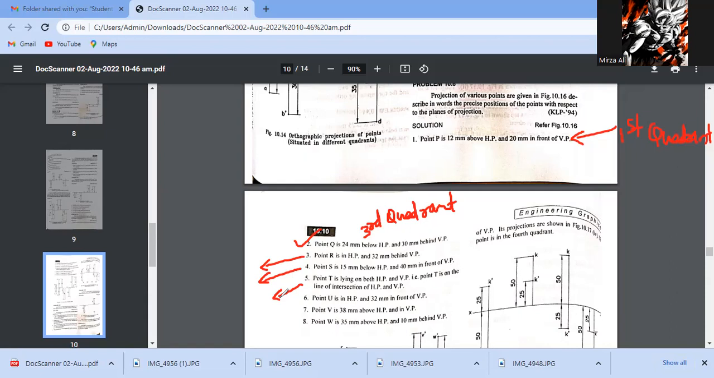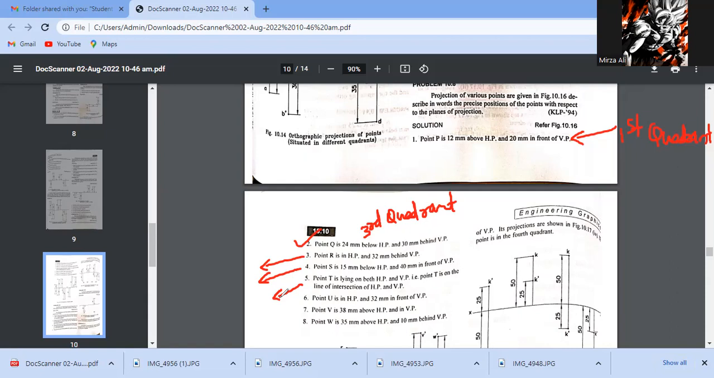Okay, question number six. Sir, it's either in first quadrant or fourth quadrant. Yeah, correct. Because here the point U is in HP and 32 mm in front of VP. That means the point U is in first quadrant or fourth quadrant. Okay. Then number seven. Sir, point V is either on first or second quadrant.